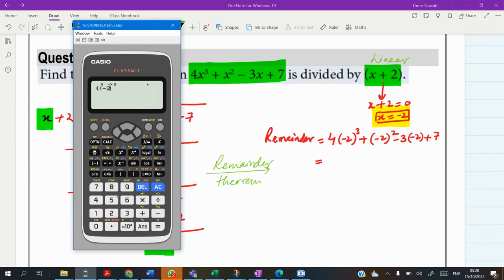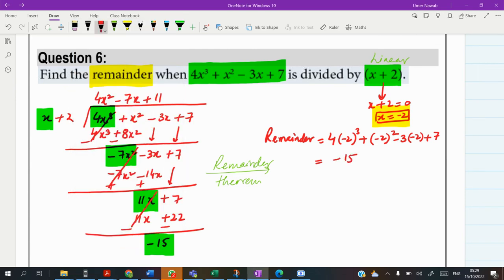4 bracket open negative 2 whole power 3 plus negative 2 squared minus 3 times negative 2 plus 7. Did you see, I got the answer minus 15, which has already been found by using long division. But long division takes more time. With the remainder theorem, you just got the answer directly. Okay, guys.